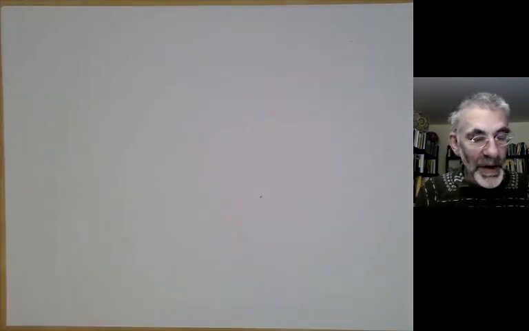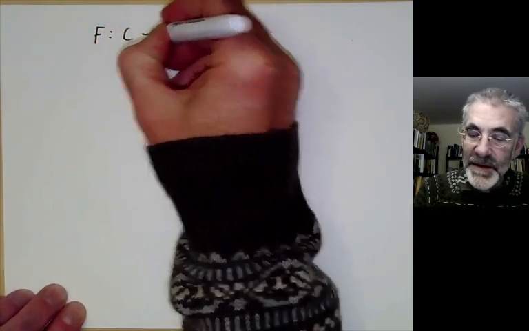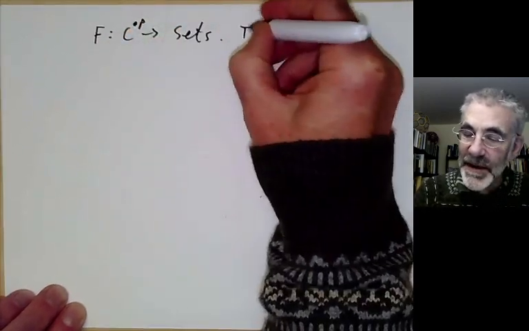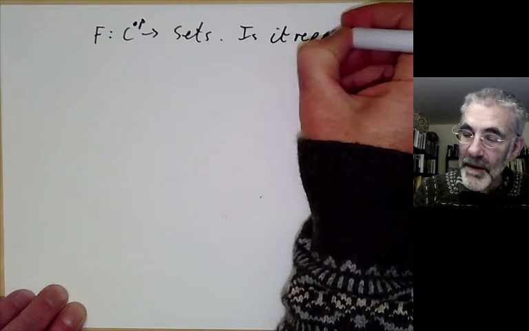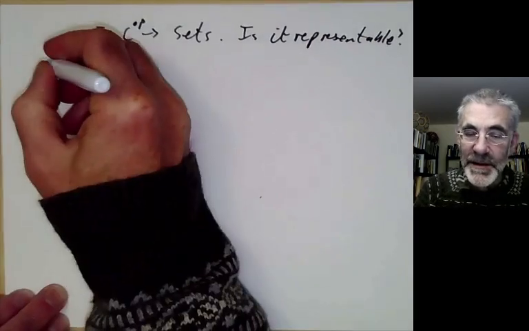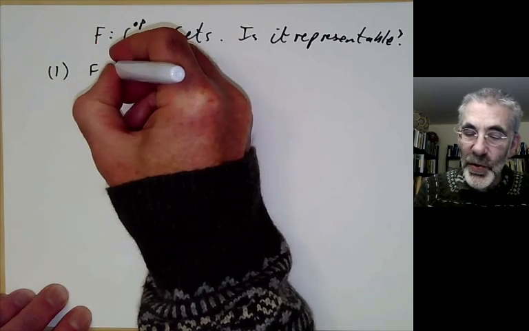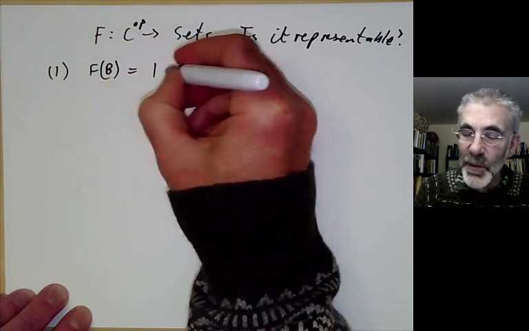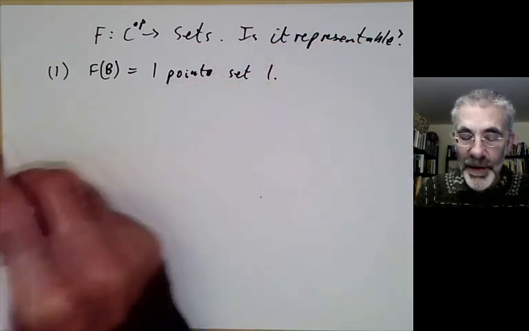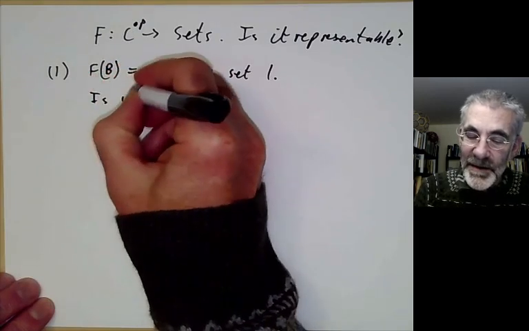Well, we can also ask the opposite question. Suppose we've got a functor F from the opposite category of C to sets. We can ask, is it representable? So let's look at a few examples of this. So first of all, let's take the rather boring functor which just takes F(B) to be a one-point set. So we could just call this 1. Okay, it's not a terribly exciting functor. And we can ask, is it representable?